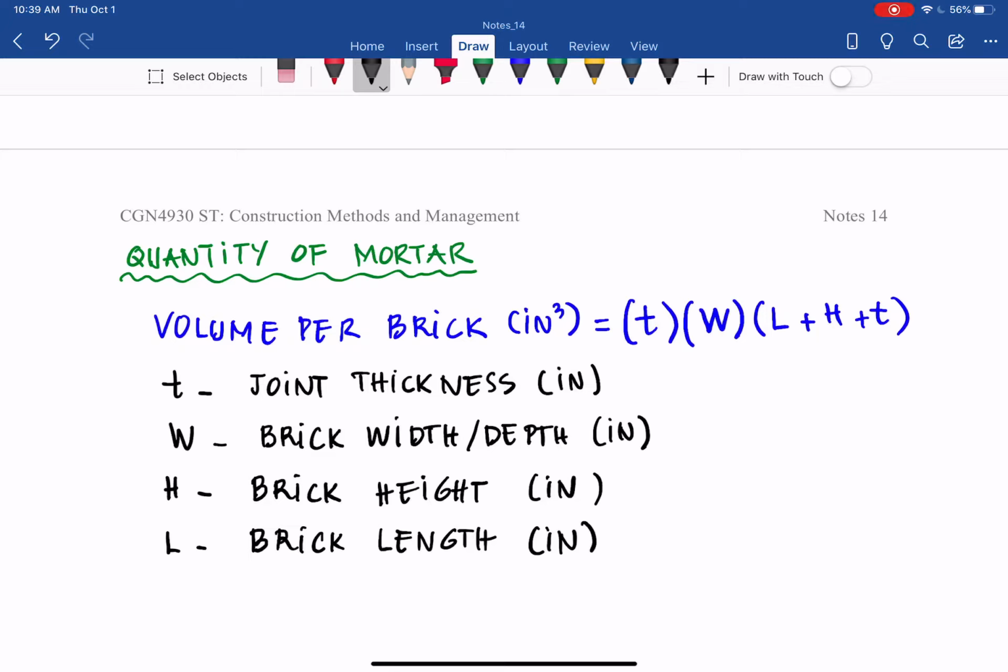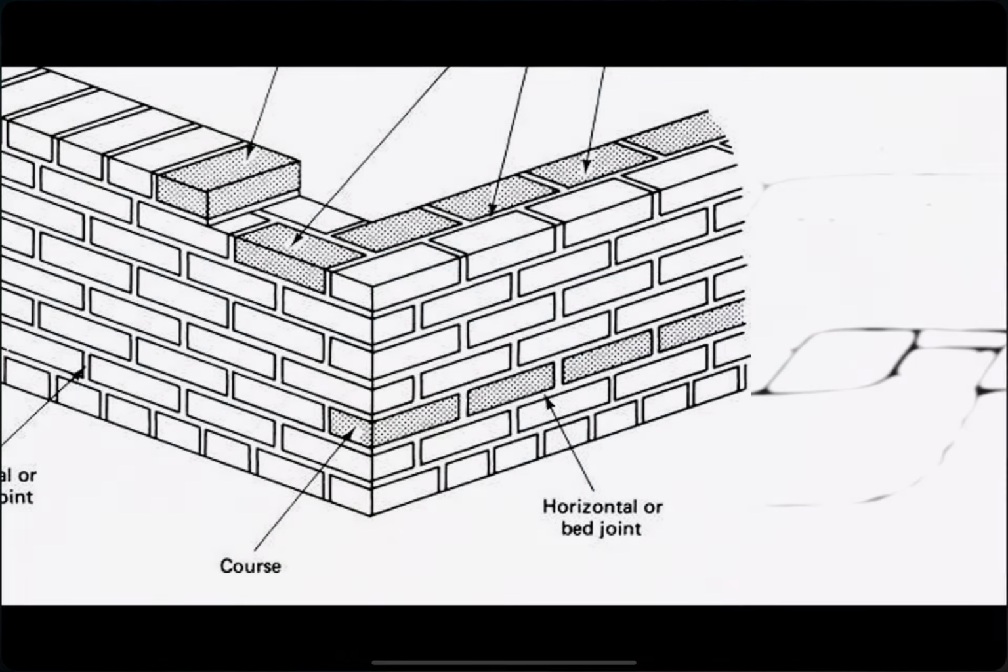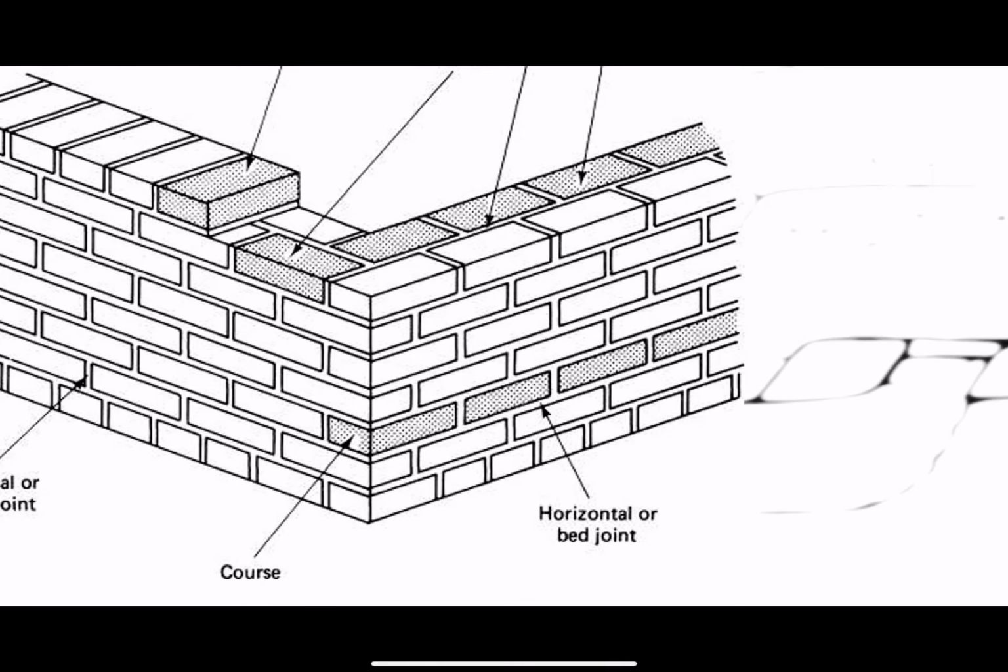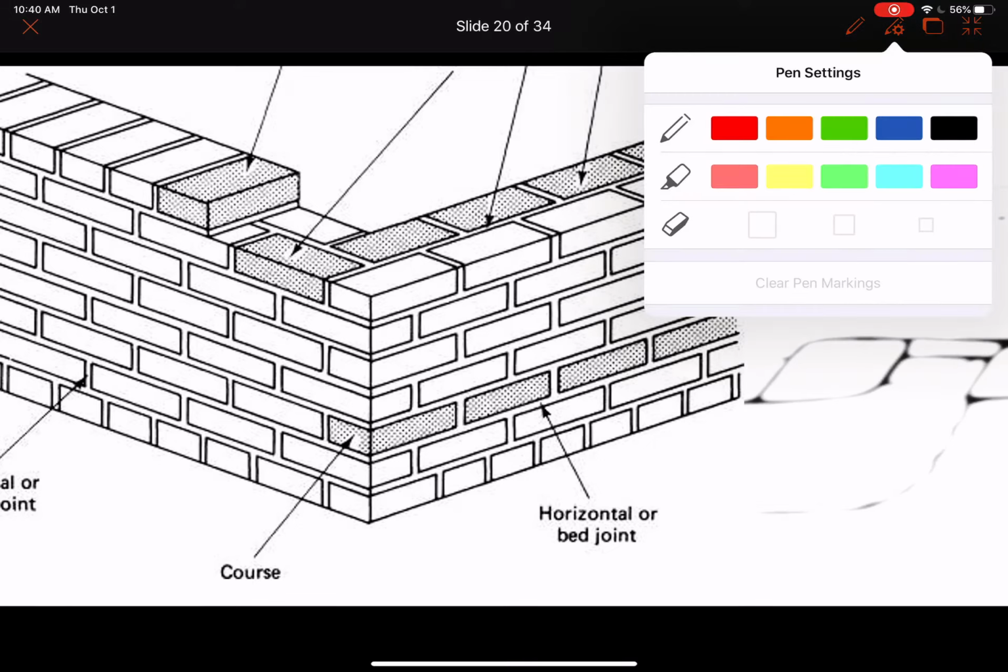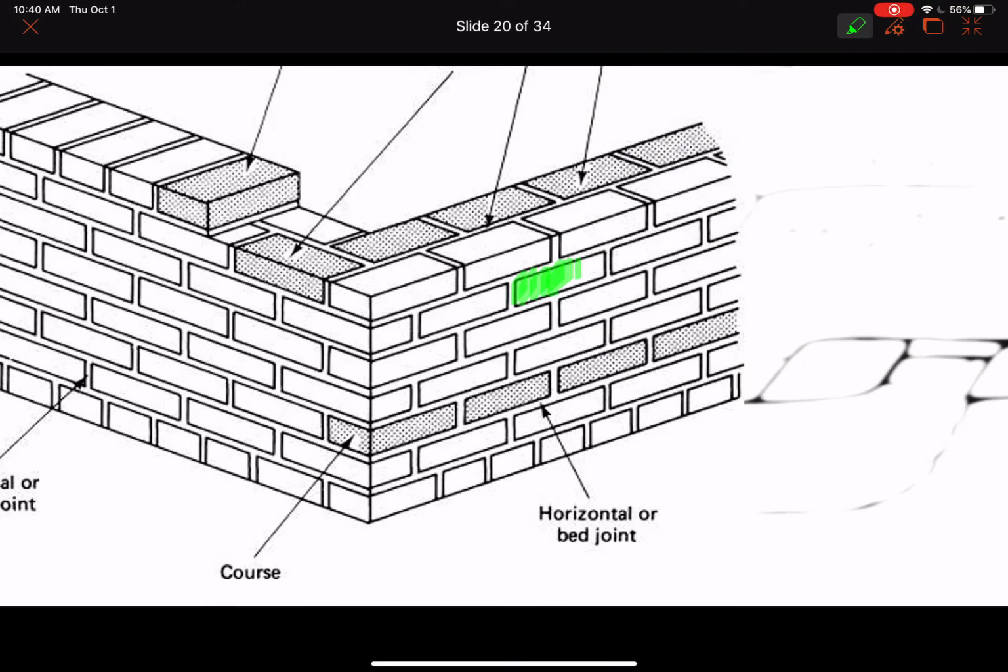So let me show you why we have that equation to determine the volume of mortar for one brick: T times W times (L plus H plus T). Go to the slide that we have in today's class. If we put one brick, we need the mortar. Let me consider this brick. The mortar for that brick, we have to put from here to there, and then the mortar on this side, and similarly you keep laying for the next brick.